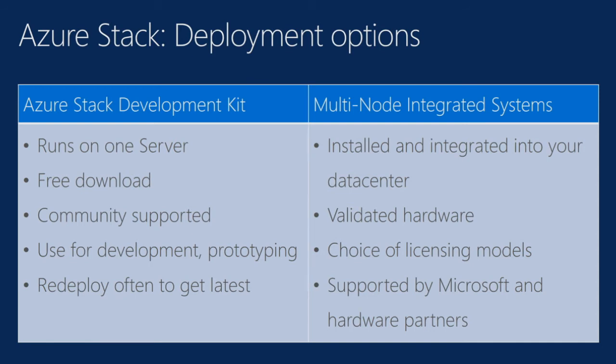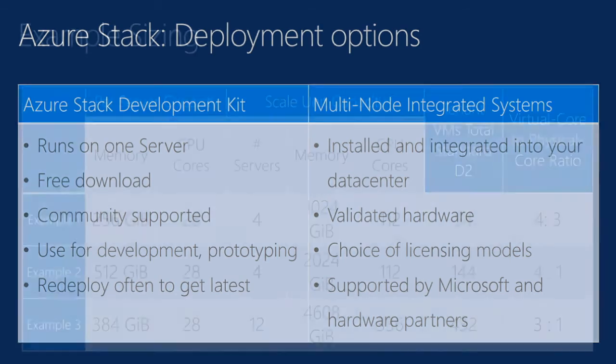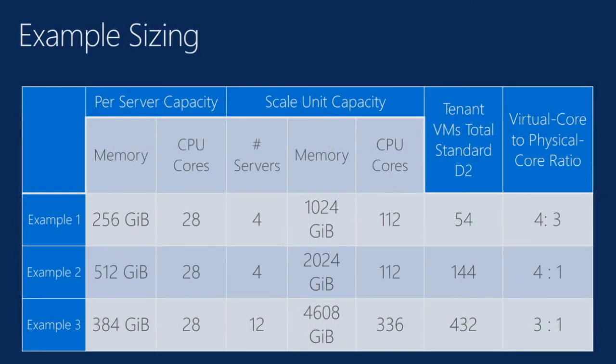The multi-node integrated systems are obviously the ones that you want to deploy in production. Like I said, they start anywhere from 4 to 12 servers. It's fully validated hardware, and you've got a choice of partners that you can get Azure Stack integrated systems from. So this is an example sizing to just show you what it means. And I think the one I'd like to draw your attention to is, well, let me put it this way.